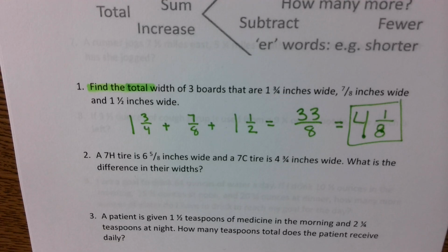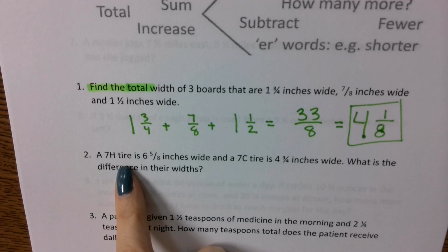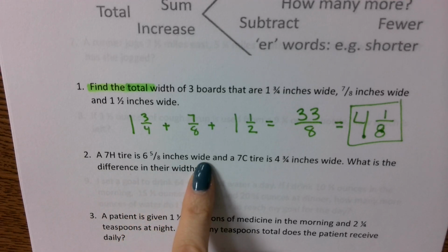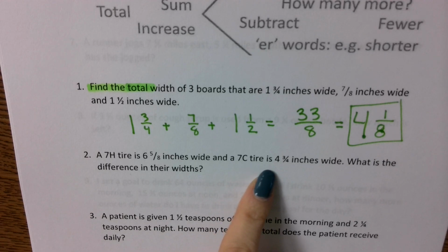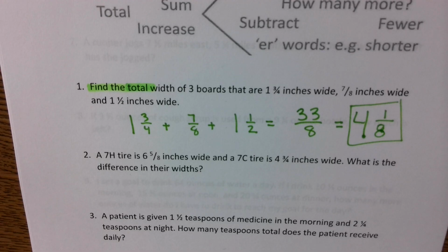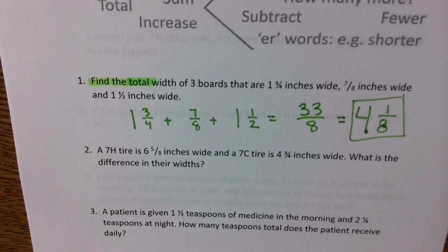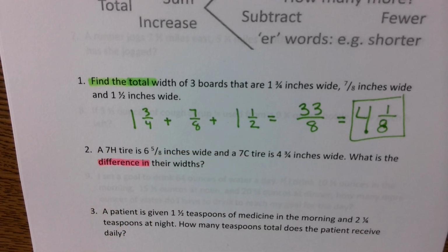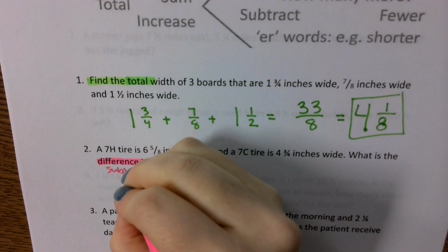Okay? All right. So let's take a look here at problem number 2. A 7H tire is 6 5/8 inches wide, and a 7C tire is 4 3/4 inches wide. We want to know what is the difference in their widths. What operation are we going to be doing? Subtraction. What word gave that away? Difference. Okay, so we see the word difference. Difference means that we are going to go ahead and subtract. We know that we're going to go ahead and subtract in this problem.